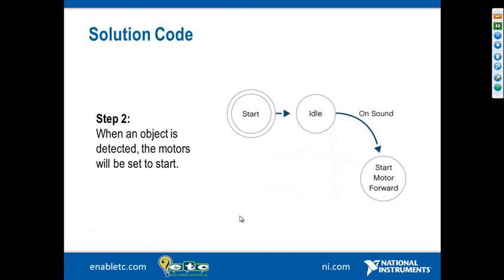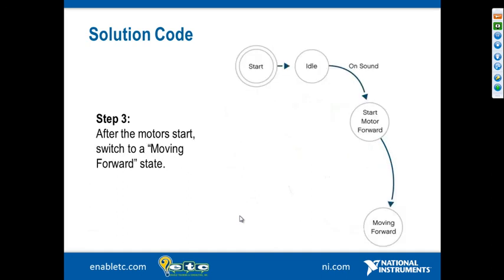Now this state is a little bit different than what we implemented last week. Start motor forward is a kind of state that we can often describe as transitory. It performs an action and then immediately moves on to another state. Let's see what that looks like. So after the motors start, we then transition into a moving forward state. So we'll see when we implement this the value of having the motors started separately from the actual state where we're waiting for something else to happen.